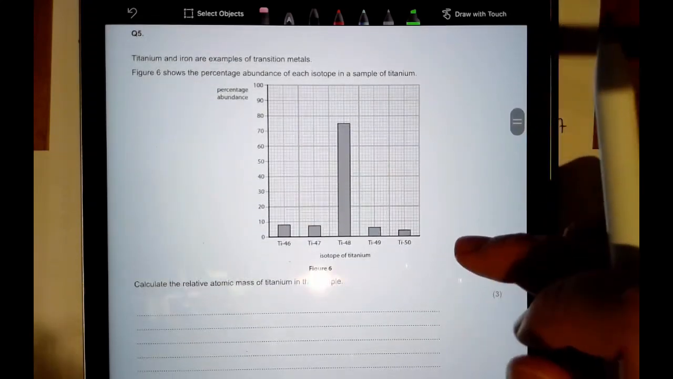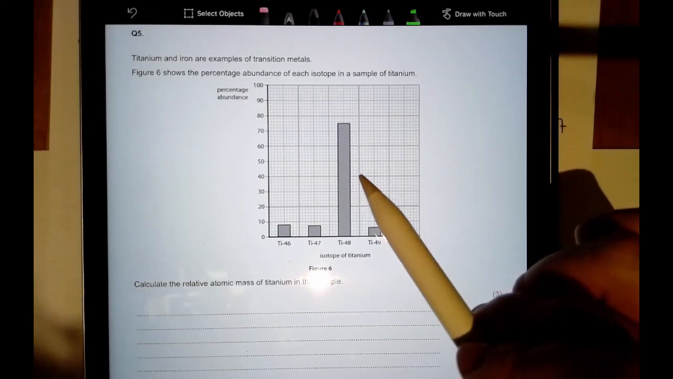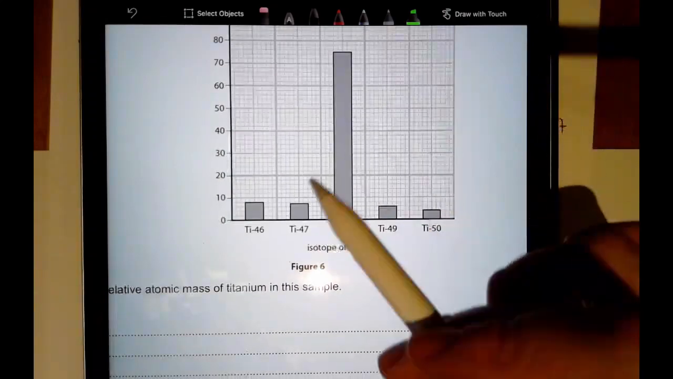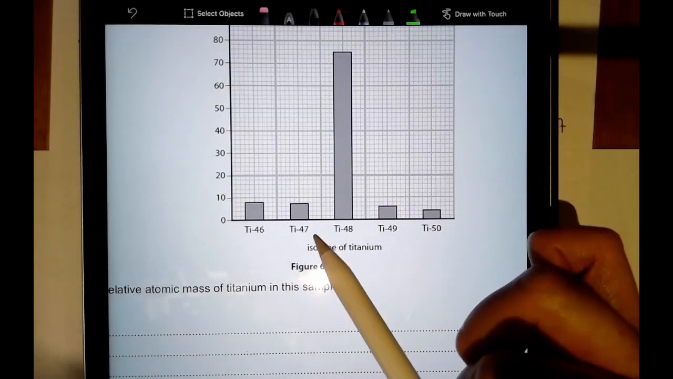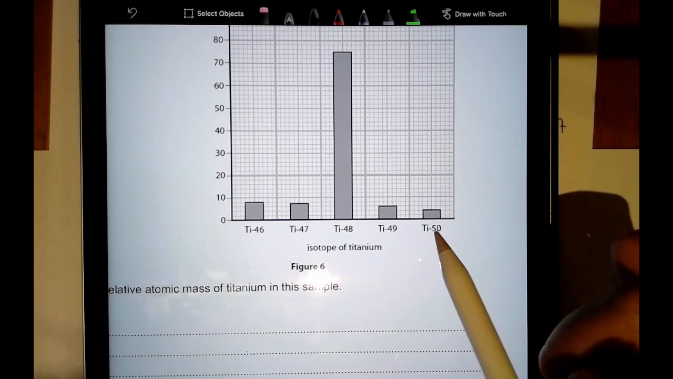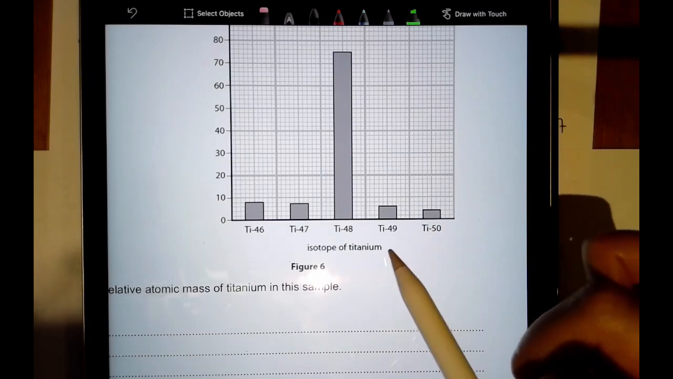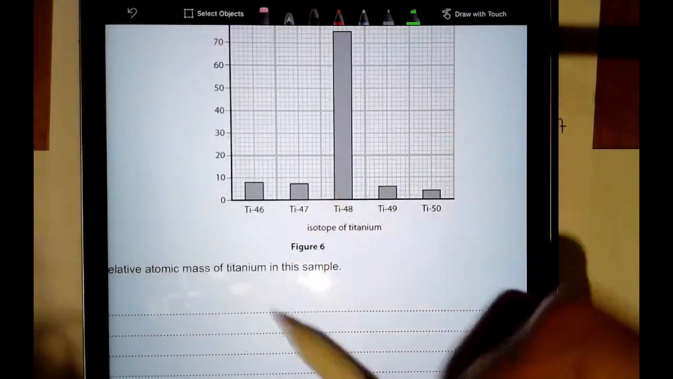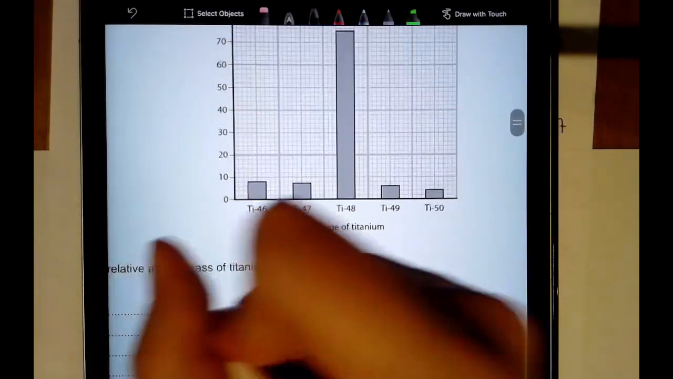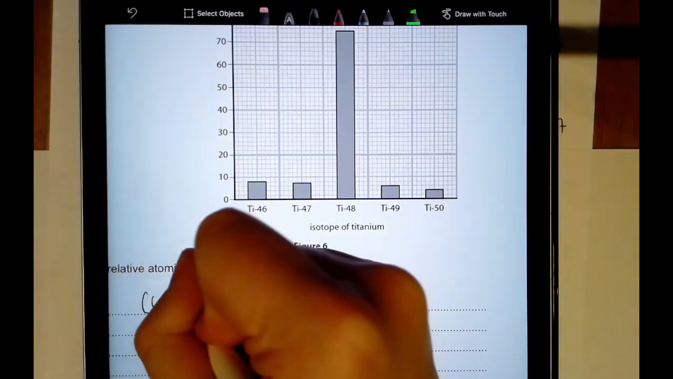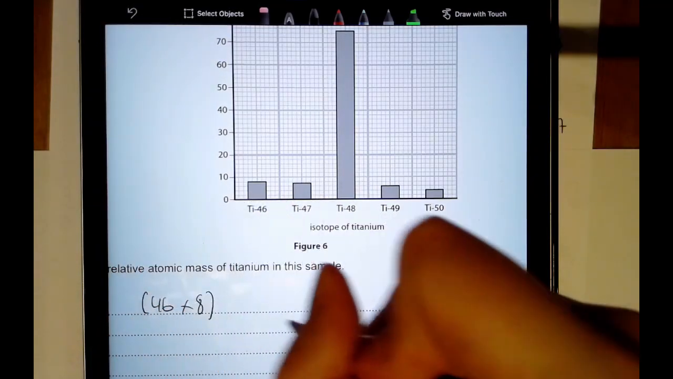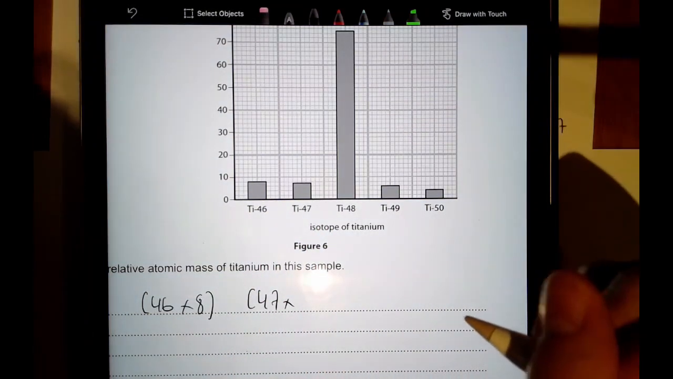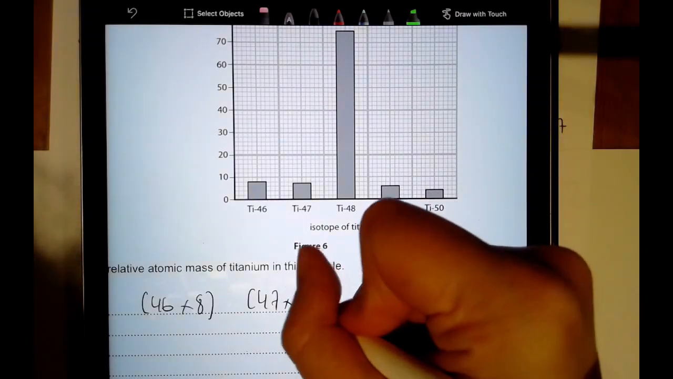The next question is the same, but this time, instead of giving you the percentages, you have to use the graph to work them out. So at the bottom, they give you the mass numbers, 46, 47, 48, 49, 50. Again, they're not minuses, they're just dashes. And if you use your y-axis, you'll be able to work out the percentage of each. So the first one, 46 is our mass. The percentage is 8. The next one, I've got 47 as a mass. The percentage, let's say it's just below 8 this time, so we can say it's 7.